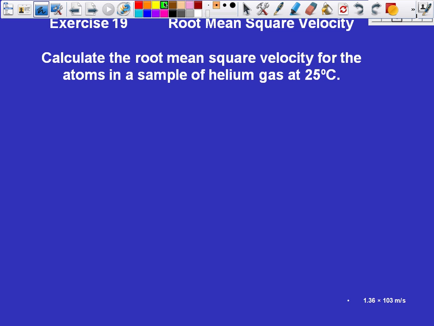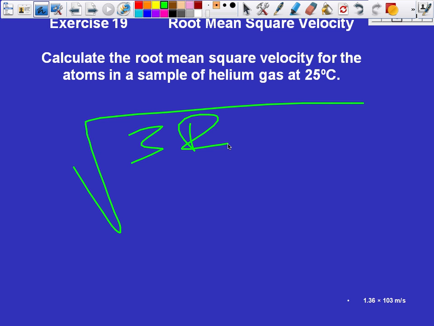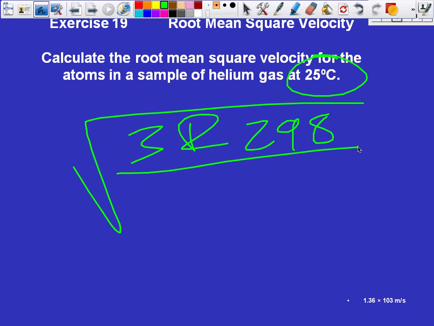Calculate the root mean square velocity for helium gas. Again, it's 3RT. Change your temperature to Kelvin, so we have 298. What R are you going to use? Hopefully you just said the energy R, and then helium. Well, the molar mass of helium is something very important.